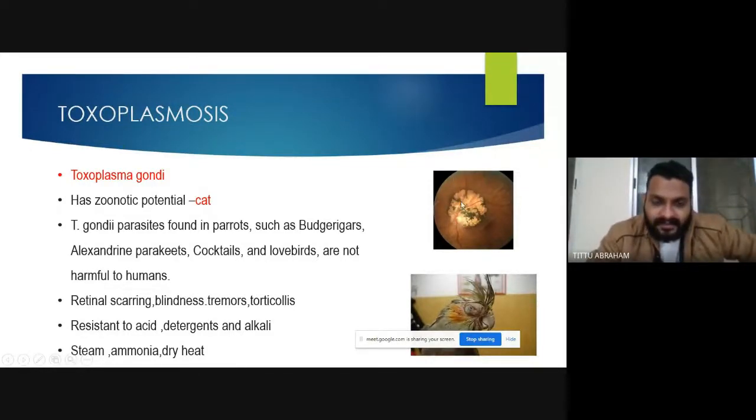So it can affect the nervous system also. It can cause blindness, tremors, seizures, and torticollis. The problem is it is very resistant. Even in cats, sometimes you can see red-colored eyes, and sometimes it can get self-cured. Actually, it acts as a carrier.